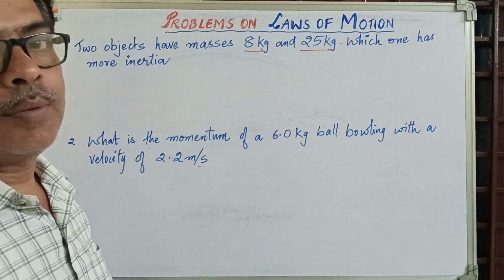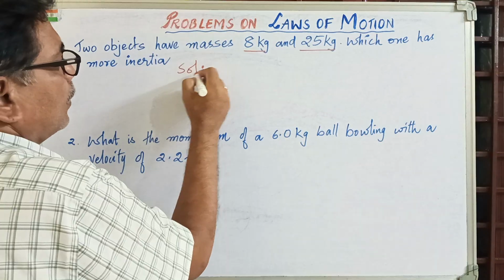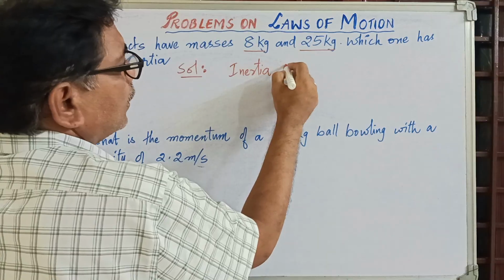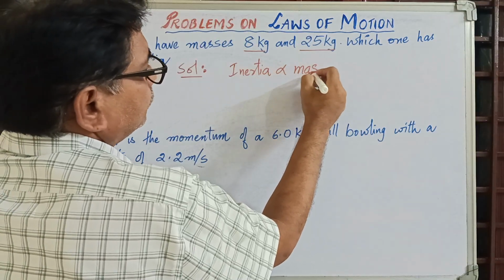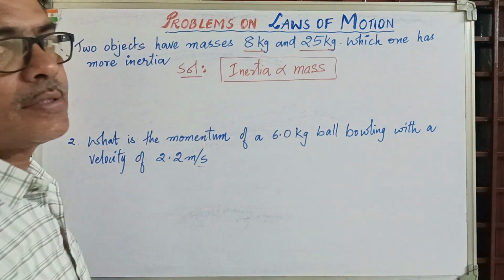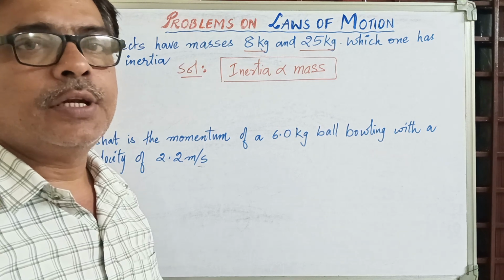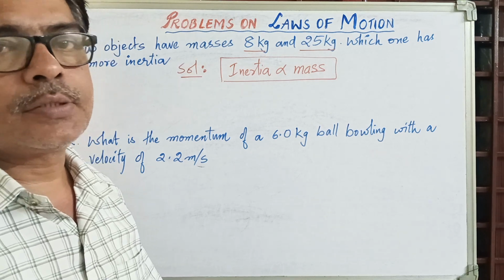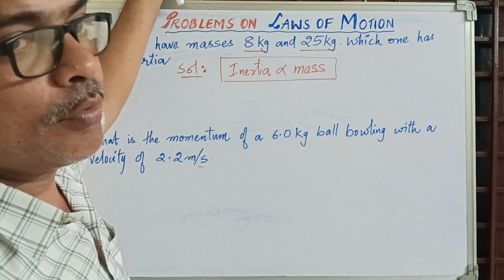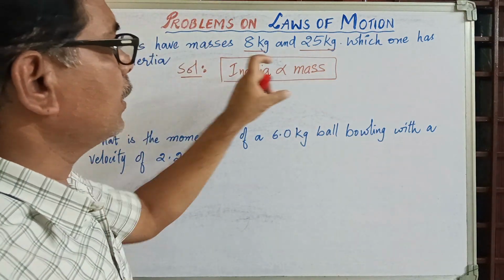As such it is not a big problem. The solution is like this. Inertia is directly proportional to mass. So this is the relationship between inertia and mass. That means if the mass is more, inertia also will be more. If the mass is less, inertia will be less, directly proportional.